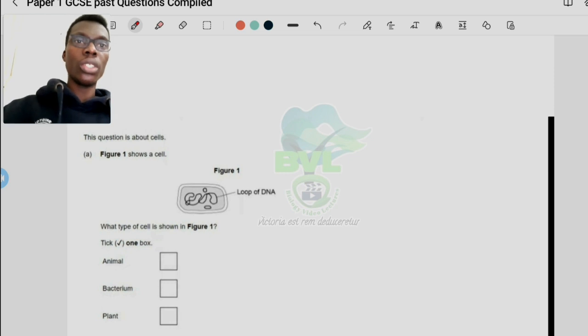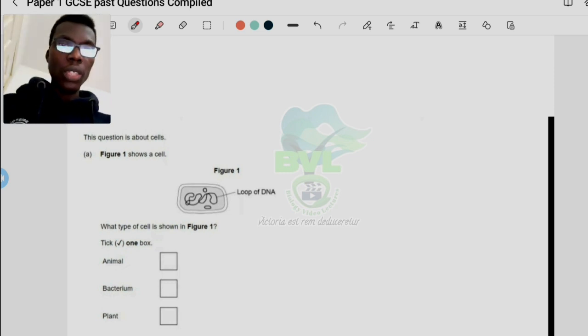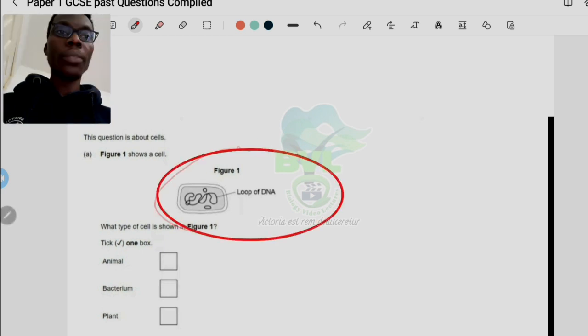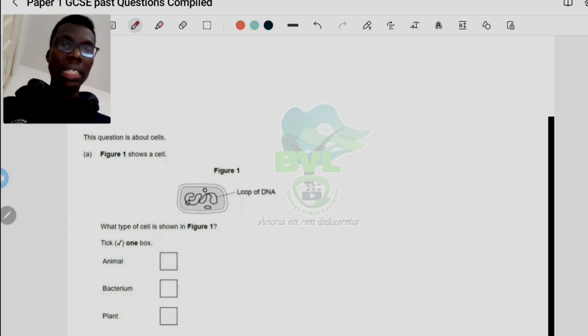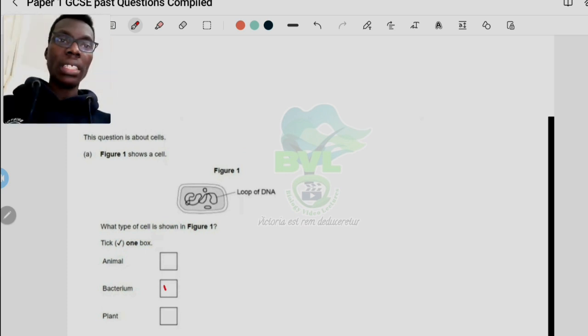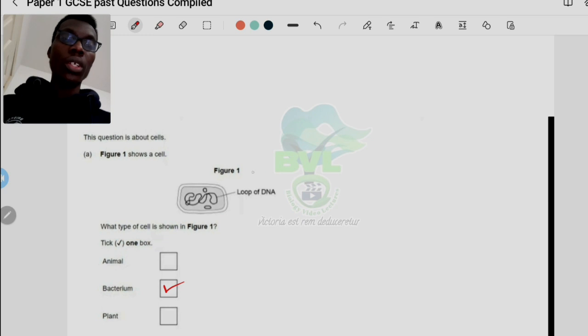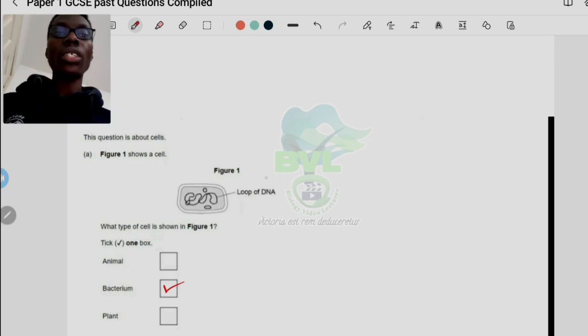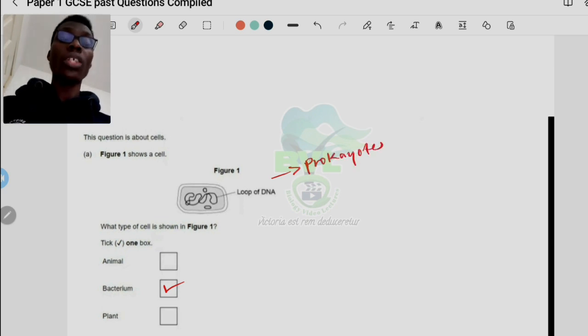Figure one shows a cell. It says, what type of cell is shown in figure one? Talking about this very cell here. Well, apparently it is a bacterium cell. Why? Number one reason is because the DNA loop is not in a nucleus. If you can remember, organisms that don't have a nucleus are called prokaryotes, while the ones that have a nucleus are called eukaryotes.